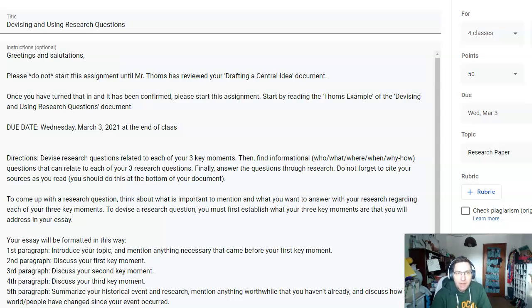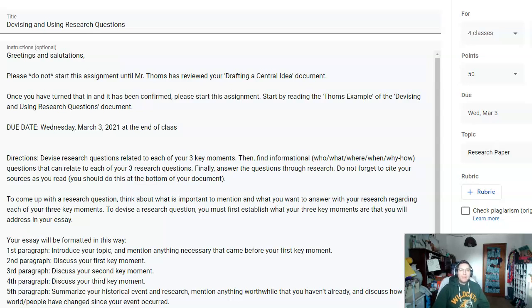Now, this assignment is called Devising and Using Research Questions. The goal of this assignment is to really help you construct your paragraphs, especially your body paragraphs for what will be your research paper essay. Now, you'll have at least three body paragraphs, and each of them will focus on one of the three key moments that you develop in your drafting a central idea document.